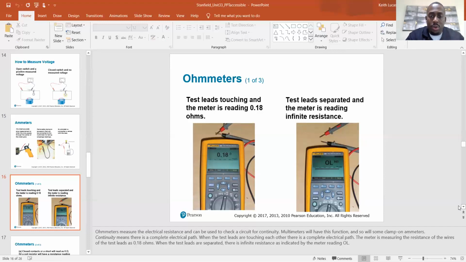So whenever you see OL, then you know the circuit is open. Whenever you get an actual resistance reading, then you know you're dealing with a complete circuit or a closed circuit. So you can see right here that the leads are touching, you're getting a resistance reading. Over here, the leads are not touching, you're getting an OL.